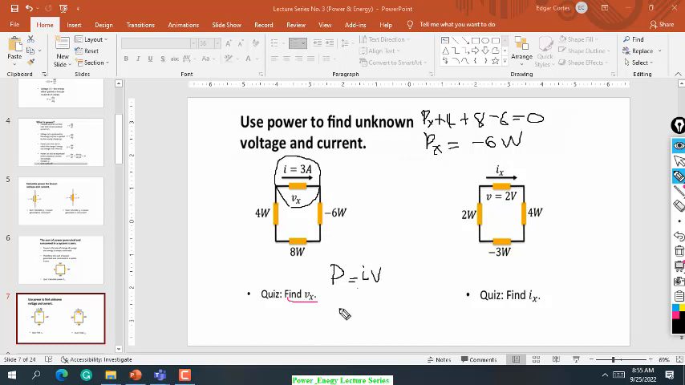So we have a power, a negative 6 power. If we manipulate this equation, V equals P over I, di ba? We have P, negative 6, divided by the current that is given, 3 amperes. Okay, the answer is negative 2 volts. So this is the answer, the voltage.